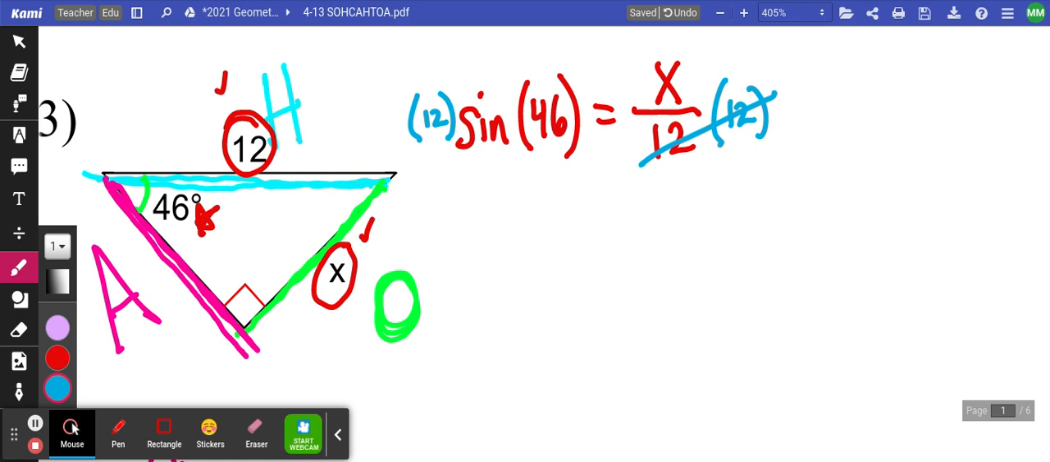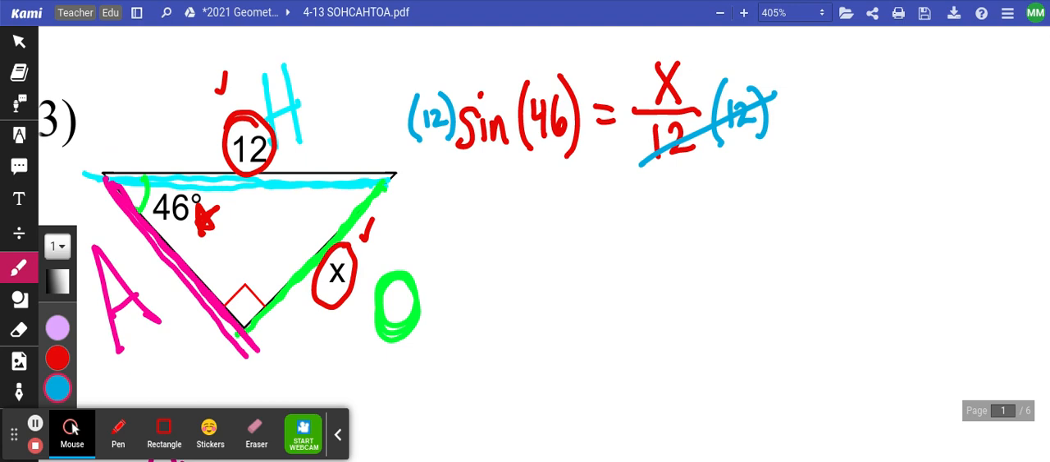So in your calculators, on your TI-84, which is on your computer, I want you to put 12. Everybody do this now, please. 12 times, and then hit that sine button. See how there's a parentheses that comes with it? Let me show you my calculator. 12 times sine of 46, and then equals. And you should get this number.